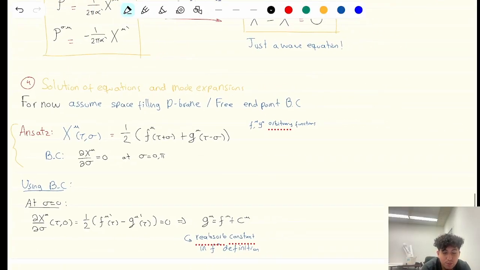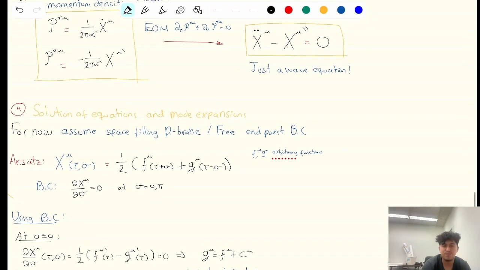Cool. And now we can find a solution. We're going to do a mode expansion. So now I'm going to go through the same procedure that we solved last time.